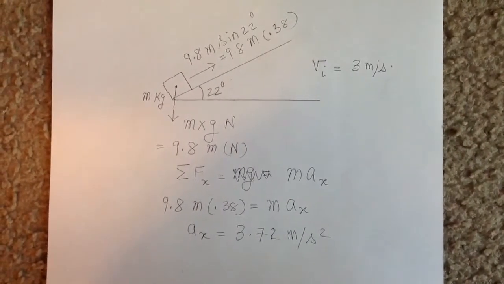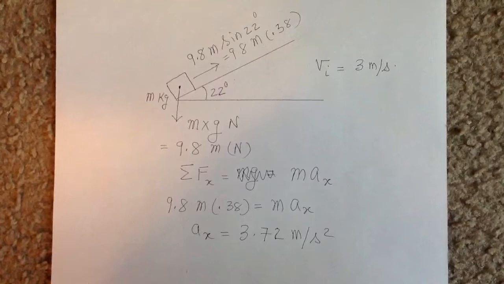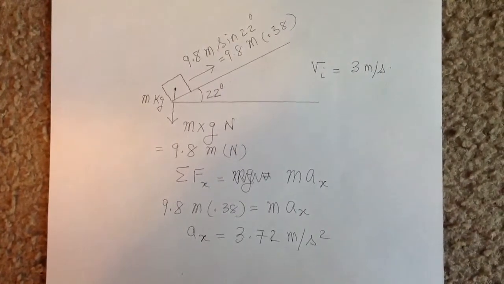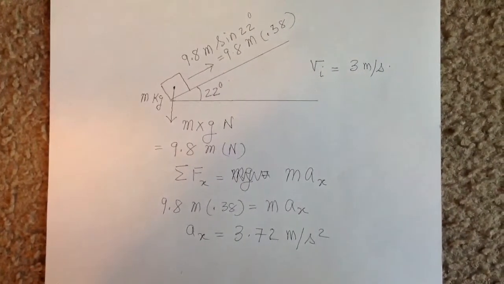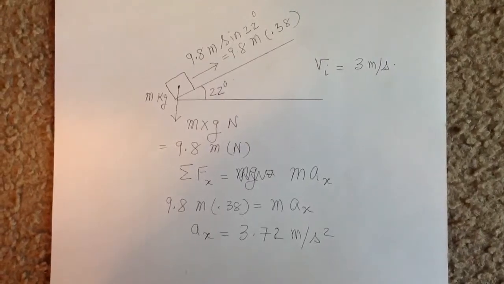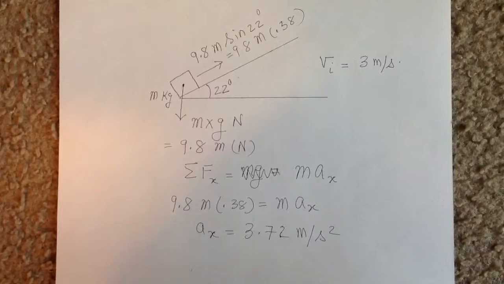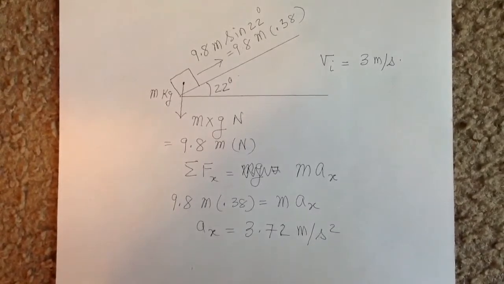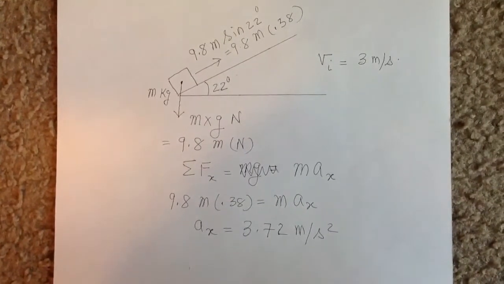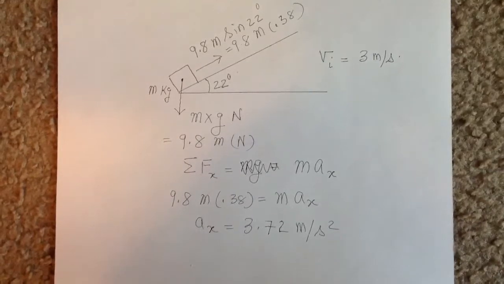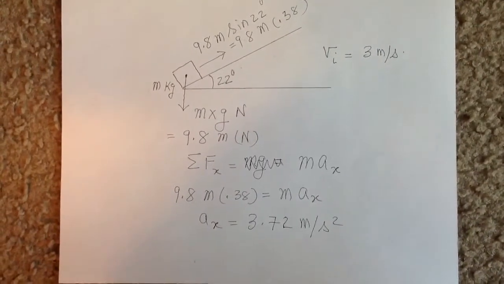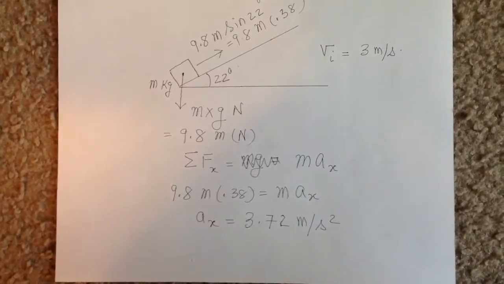Now the force that is acting in the downward direction is the mass times the acceleration due to gravity. And if we assume the mass of the object is m, then the force acting in the downward direction is 9.8m newtons.